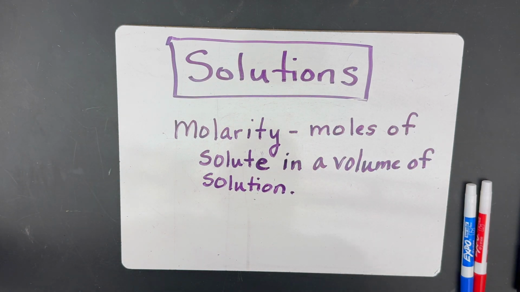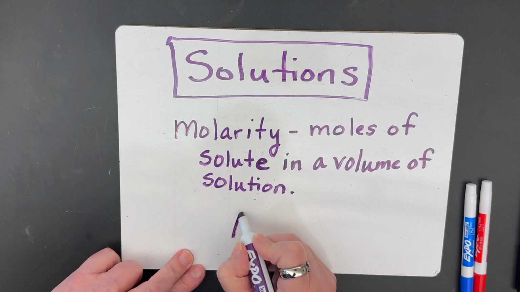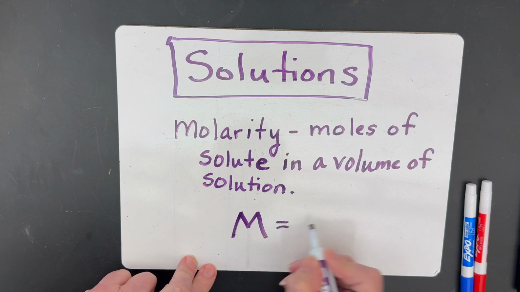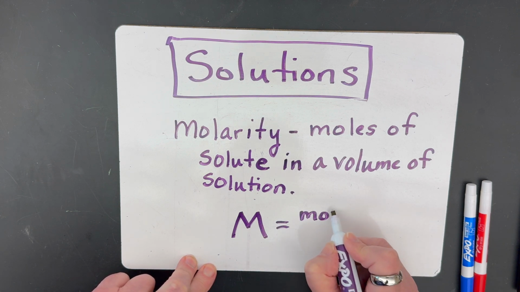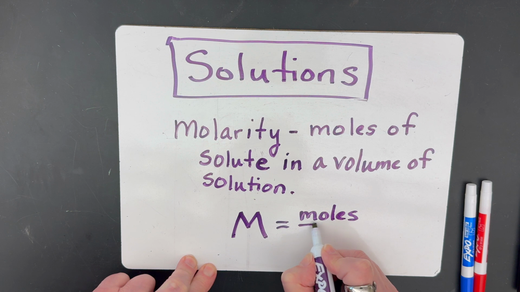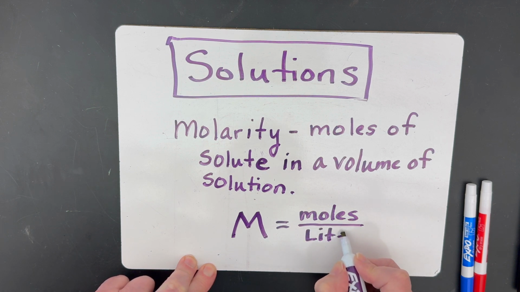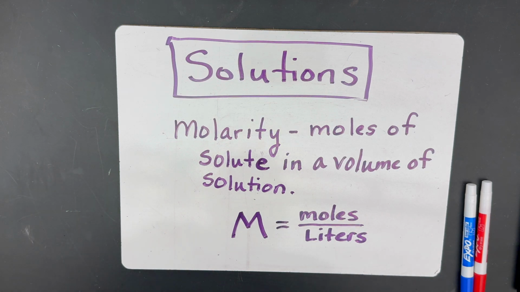So as you've probably guessed, if you're given grams, you're going to have to change it to moles before using this equation. And our equation is molarity, which has the symbol capital M. Don't use lowercase m, that's meters. Molarity equals moles of your solute divided by volume in liters of your solution. So if you're given milliliters, make sure you change it to liters before using this equation.